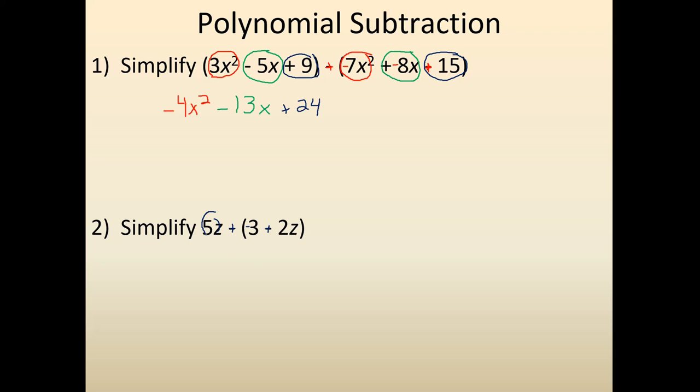So go through. This is one like term, and this is the next like term. So combining the coefficients, 5 plus 2 is 7z. Then there's no other term to combine with this 3, so I'm just going to leave it as minus 3.